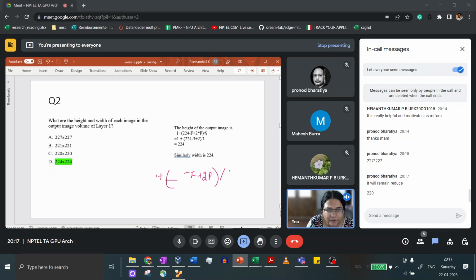This is a standard formula that you'll find in many deep learning textbooks and blogs which talk about convolution. So first let's just try substituting this. Here f is the filter size, which was 3, and p is your padding, which was I think 1, so 2p will become 2, and s is 1, so there's no division actually happening. So 224 minus 1, and then there is a plus 1, so you end up with 224. So ultimately the answer is 224 cross 224.